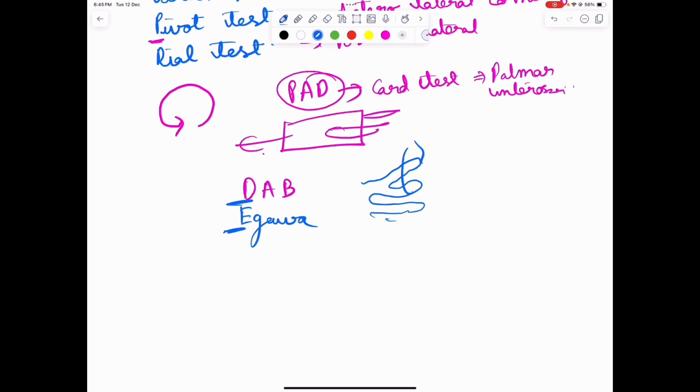Now Wartenberg sign, this is an important one because we often miss this. What is Wartenberg sign? Wartenberg refers to radial nerve injury in which there is wrist drop.